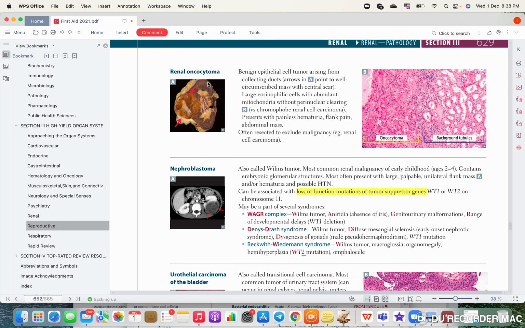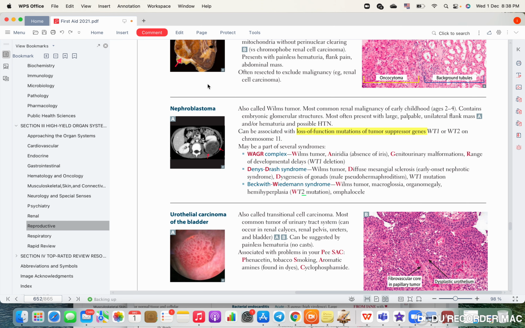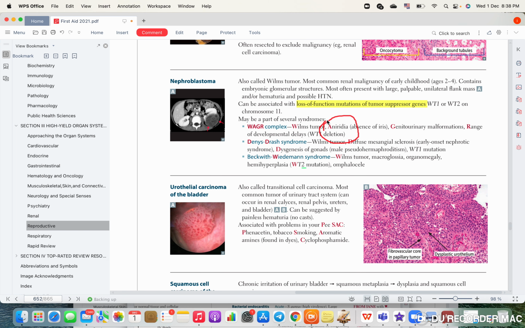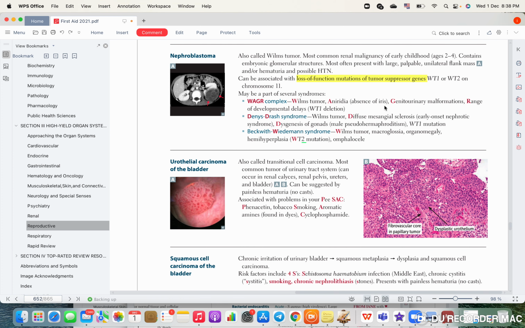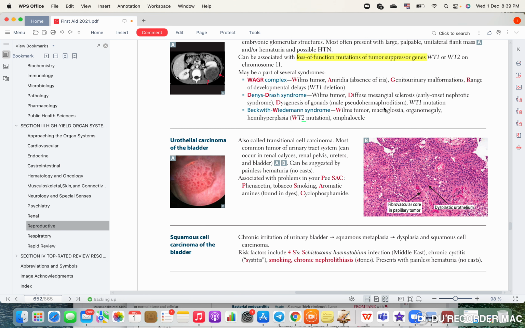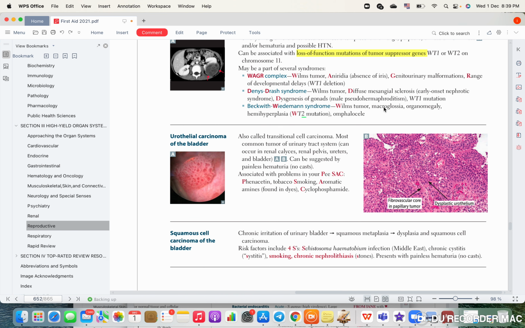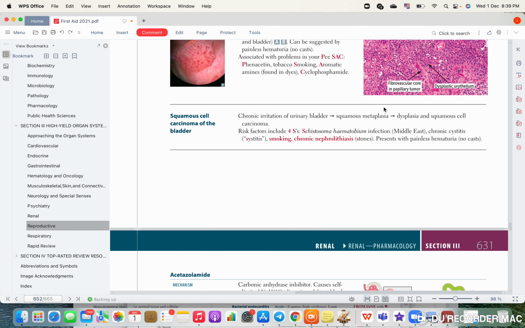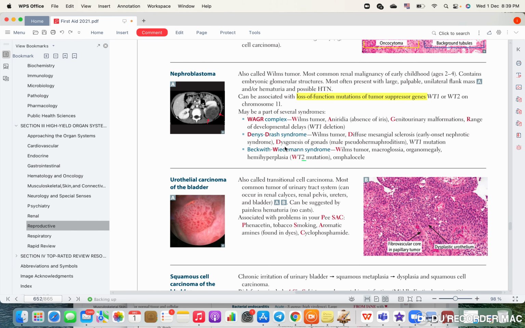Okay, so yeah, the next thing is nephroblastoma. You must know about this constellation of symptoms. So if the patient has aniridia, what does aniridia mean? Absence of the lens. Yeah, absence of the iris, sorry, not the lens. If they don't have an iris, will they become photosensitive or not? They will become sensitive. If the patient has hemihyperplasia, is it WT1 mutation or WT2 mutation? Yep, because it's Beckwith-Wiedemann syndrome, the one with the hemihyperplasia.